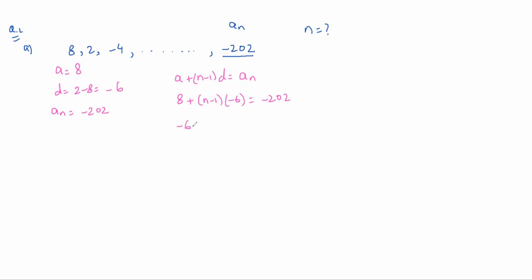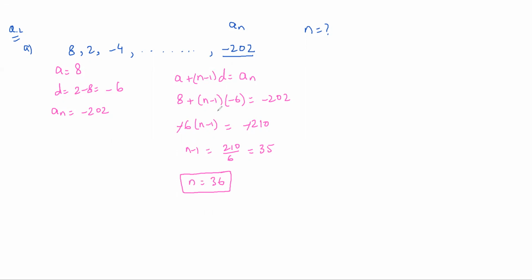So this minus 6 into n minus 1 will be minus 210. And then minus is cancelled with the minus. So we have n minus 1 equal to 210 over 6. So this is going to be 35, and this n is going to be 36. Now you see that this was the 36th term of this sequence.